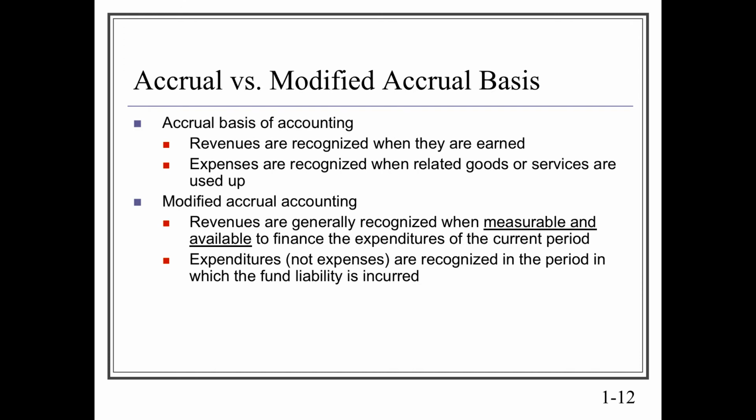Revenue and expense recognition principles are different under accrual versus modified accrual basis of accounting. Under accrual basis of accounting, as we know, revenues are recognized when they are earned and expenses are recognized when related goods or services are used up. Under modified accrual basis of accounting, revenues are generally recognized when measurable and available to finance the expenditures of the current period. Also, expenditures are recognized in the period in which the fund liability is incurred. Under modified accrual, we use the term expenditures rather than expenses. Equipment purchases are treated as expenditures as soon as you are obligated to pay or when the goods arrive.